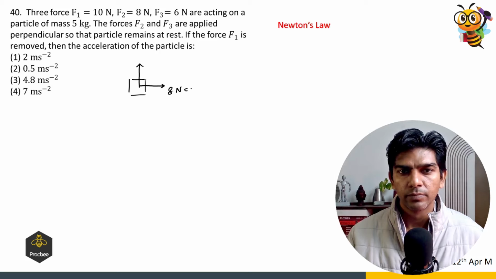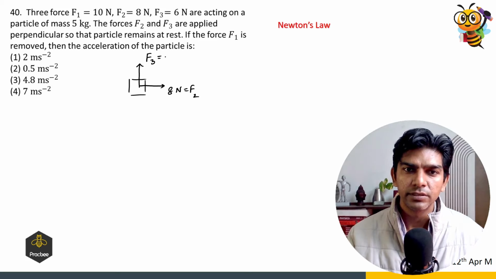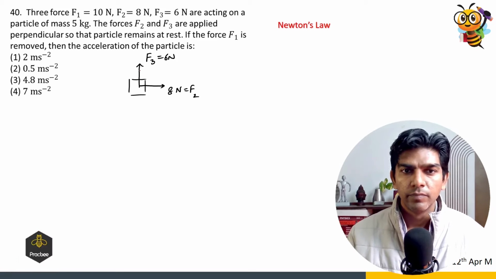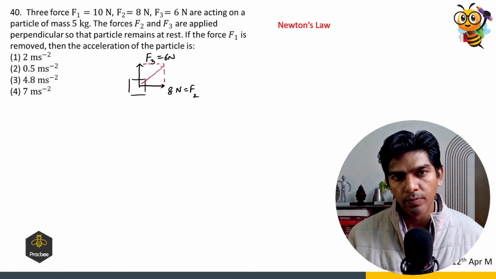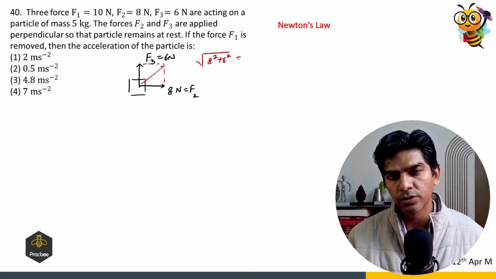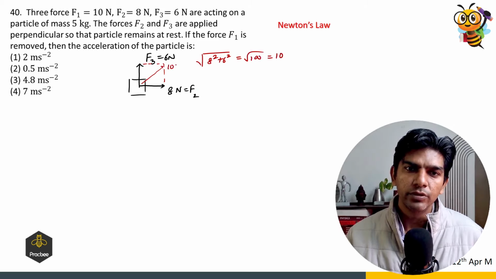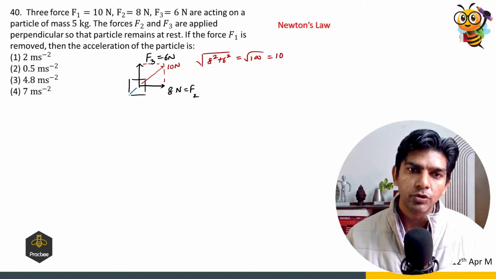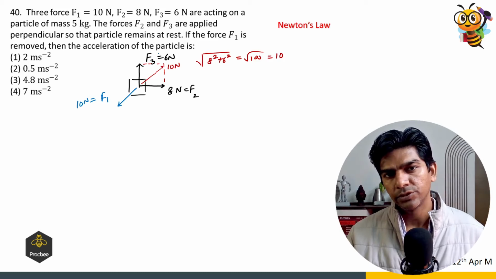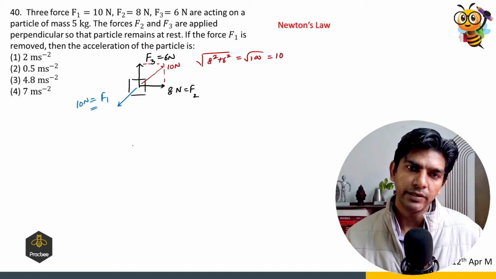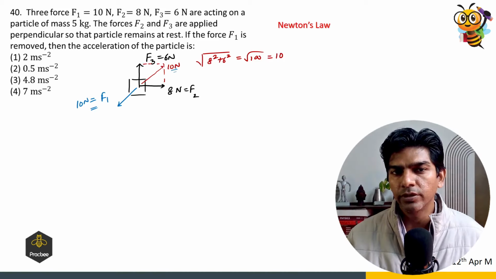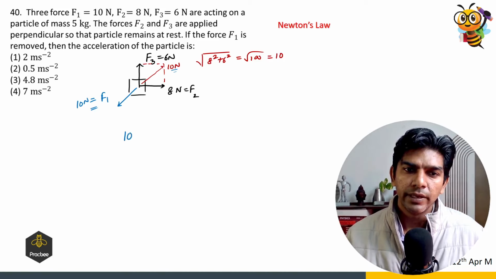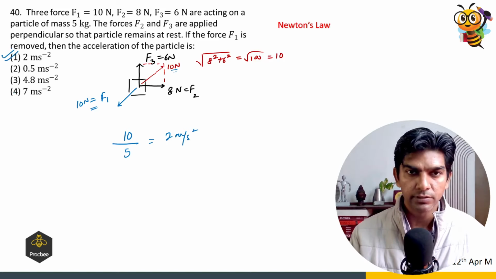So F2 is 8 Newton and F3 is 6 Newton. So the resultant of these 2 forces will be root of 8 square plus 6 square, which comes out to be root of 100, which is 10. So 10 Newton is acting in this particular direction. So in order to keep this in equilibrium, F1 should act in the opposite direction, right? This will be F1, which is 10 Newton. If F1 is removed, then what is the acceleration of the particle? In that case the resultant force on the system will be 10 Newton in the opposite direction. So 10 divided by the mass, that is 5, so it will be 2 meters per second square. So option 1 is the right answer.